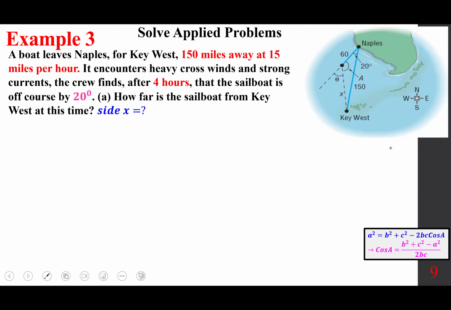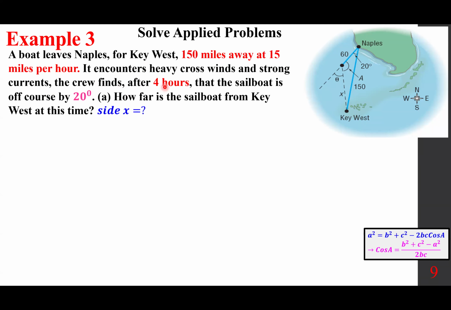All right, solve applied problem. A boat leaves Naples for Key West. So from here, we want to go here. 150 miles away, the distance of 150 miles at 15 miles per hour. So we are going 15 miles per hour, going from Naples to Key West. That is the plan. It encounters heavy crosswinds and strong current.